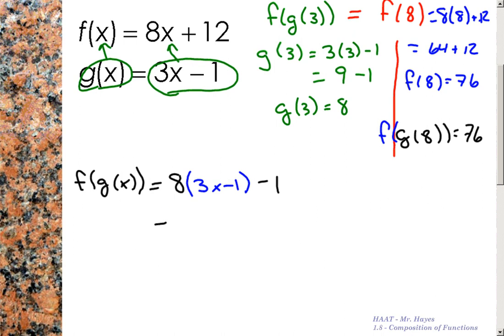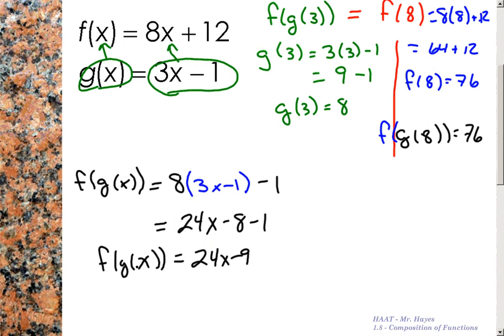And so here, this is going to end up equaling 24x minus 8 minus 1. And so last but not least, f of g of x is going to equal 24x minus 9. Okay.